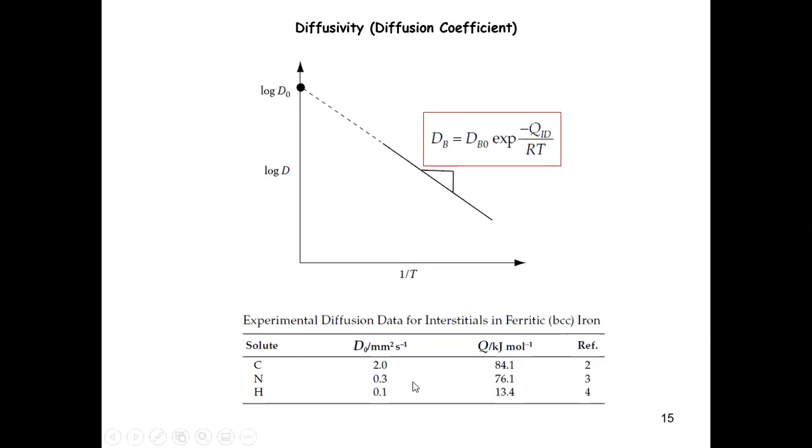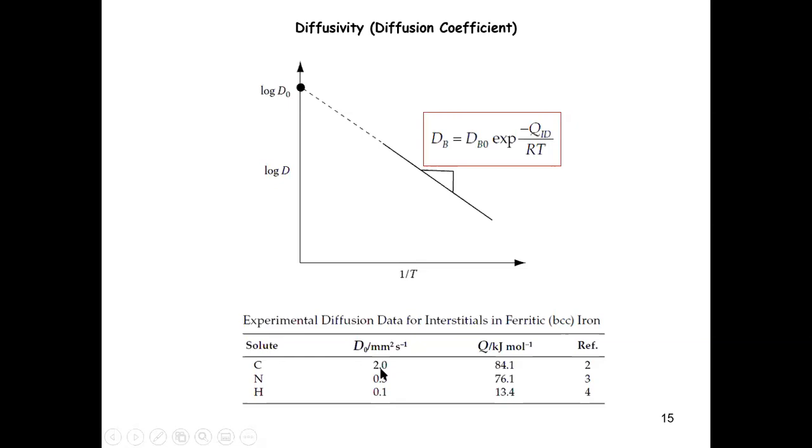One interesting thing I want to point to your attention is, if you compare this data for D naught and Q, it's interesting to see that the hydrogen atom actually has a fairly small D naught. This is temperature independent. You can consider this as a linear scale for the diffusivity. It has a fairly small D naught compared to carbon.